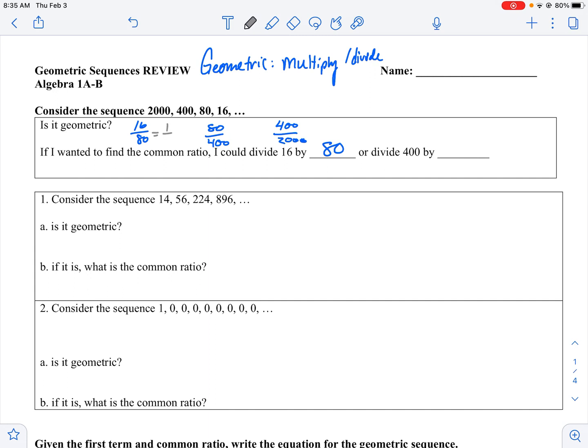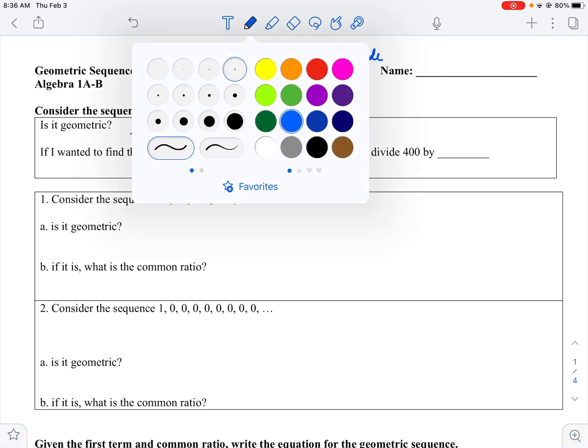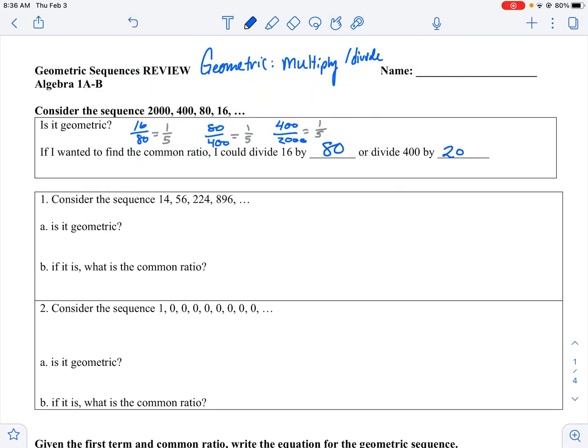So that first one would be 1/5, or 0.2. The second one would also be 1/5, or 0.2. And that third one would be 1/5, or 0.2. So it is geometric because my common ratio is 1/5 every time.